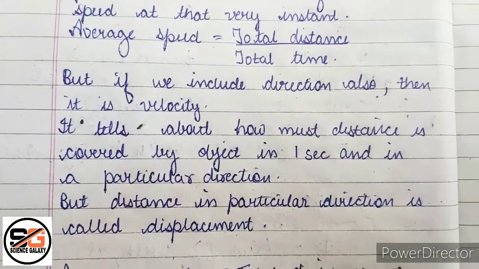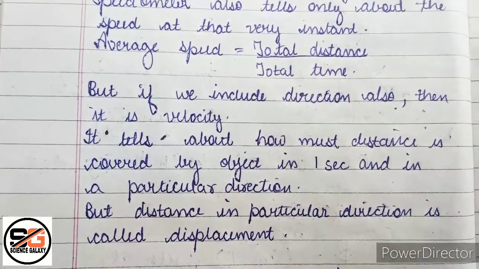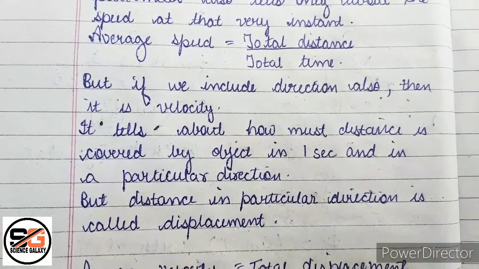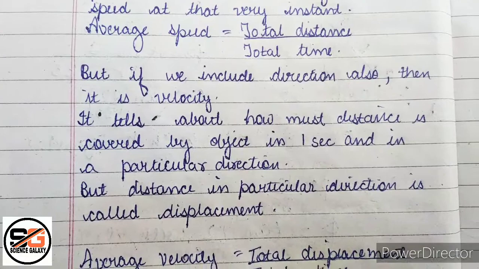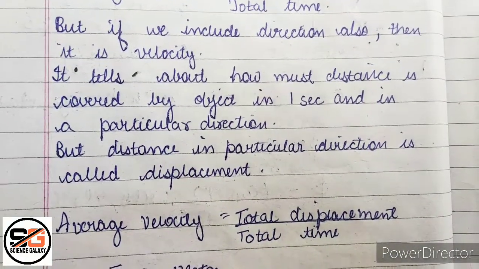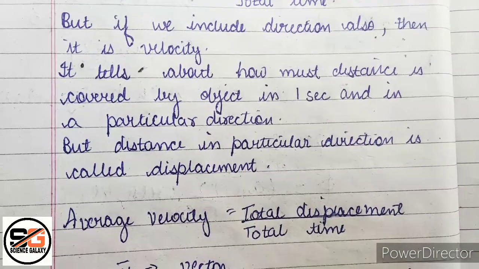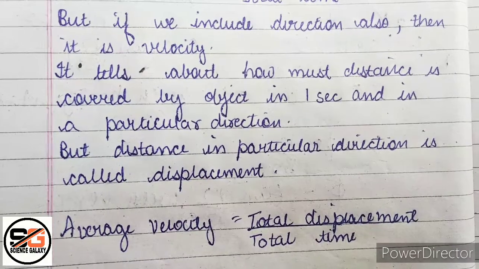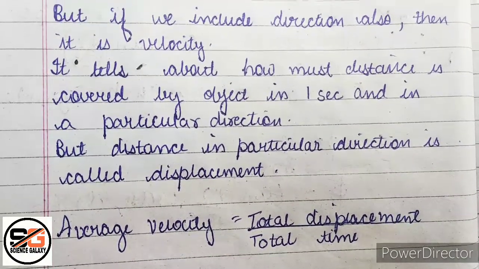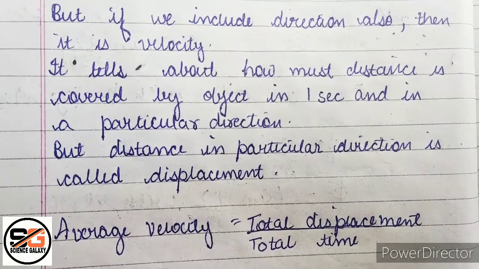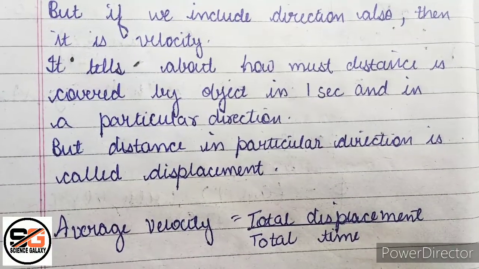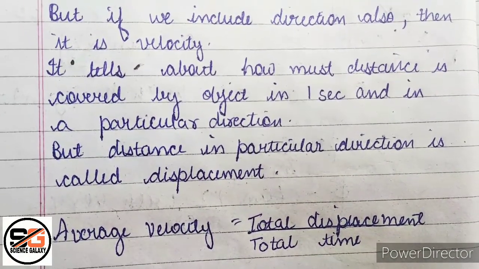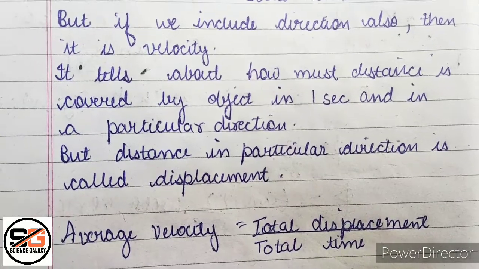Non-uniform motion means speed is increasing also and speed is decreasing also. So the average speed is total distance covered upon total time taken. This is what we call speed. Speed does not give any information about the direction. But if we include direction also, then it is called velocity. Speed is just the magnitude with its unit. For example, 5 meter per second. Here 5 is the magnitude, whereas meter per second is the unit.